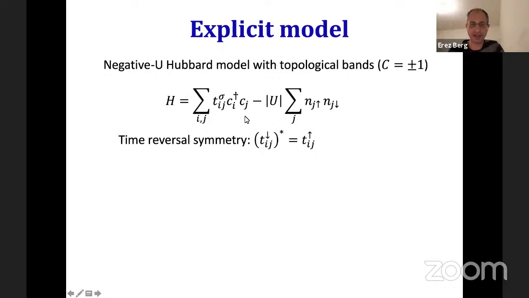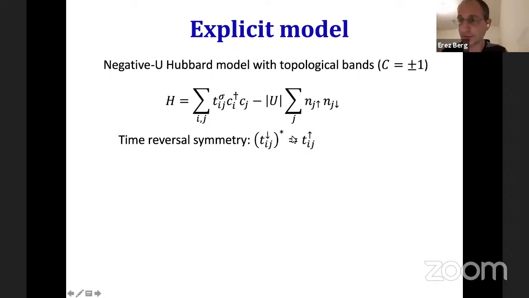We have a tight binding model on a 2D square lattice, and the hopping parameters are chosen such that for each spin we have two Chern bands. One band with Chern number +1 and the other band with Chern number -1. And the hoppings are chosen such that the problem has a time reversal symmetry. Simply, the hoppings for spin down are the complex conjugates of the hoppings for spin up, such that overall there's time reversal symmetry.